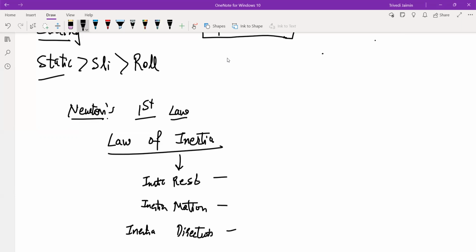Okay. So inertia of rest, the name itself, we can get so many things from the name. What is inertia of rest? When an object is at rest, it stays the same unless an external force acts on it. What is inertia actually?